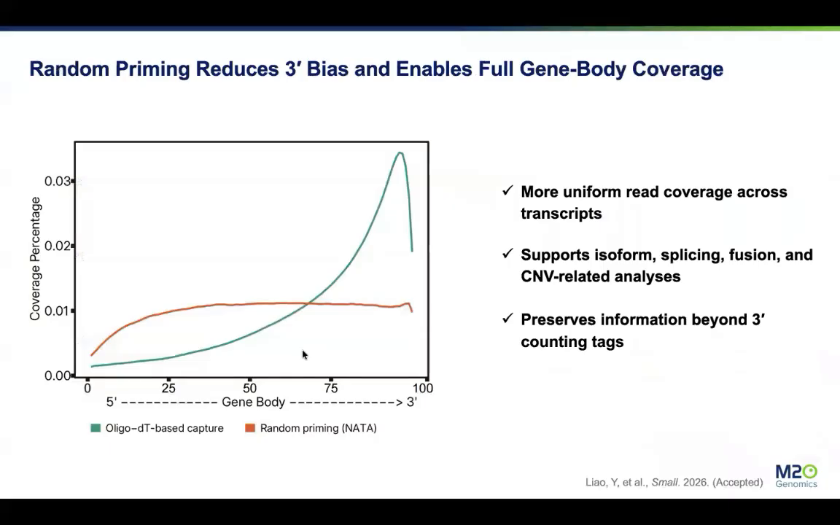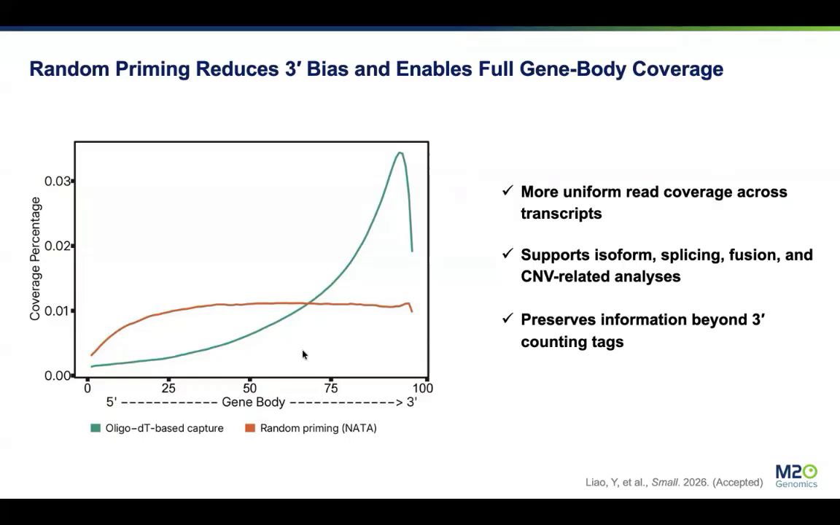We next examined how NATA's random priming chemistry impacts transcript coverage along the gene body. With conventional oligo-dT capture, shown in the green, sequencing reads are strongly enriched toward the 3' end of transcripts, so this results in limited coverage across the rest of the gene body. On the other hand, NATA's random priming chemistry, shown in the orange, produces a much more uniform distribution across the transcript, with a much more reduced 3' bias and a more complete gene-body coverage.